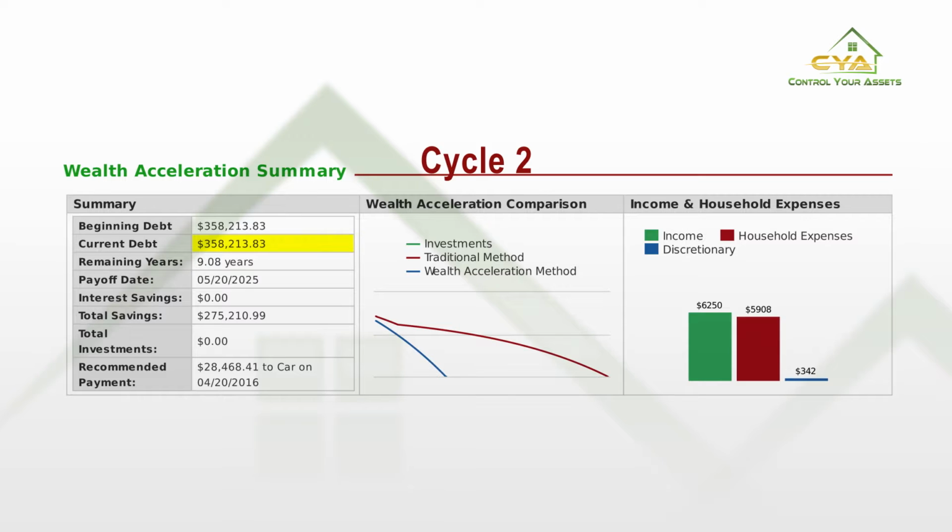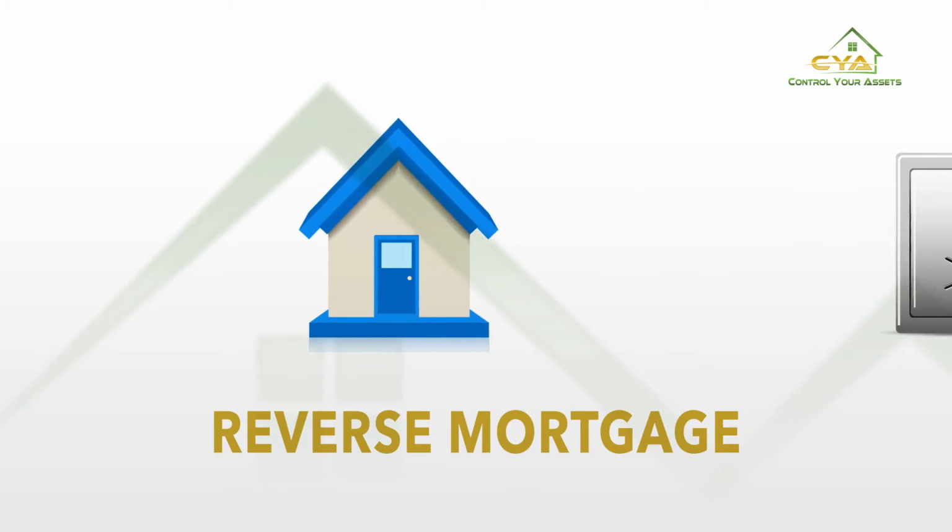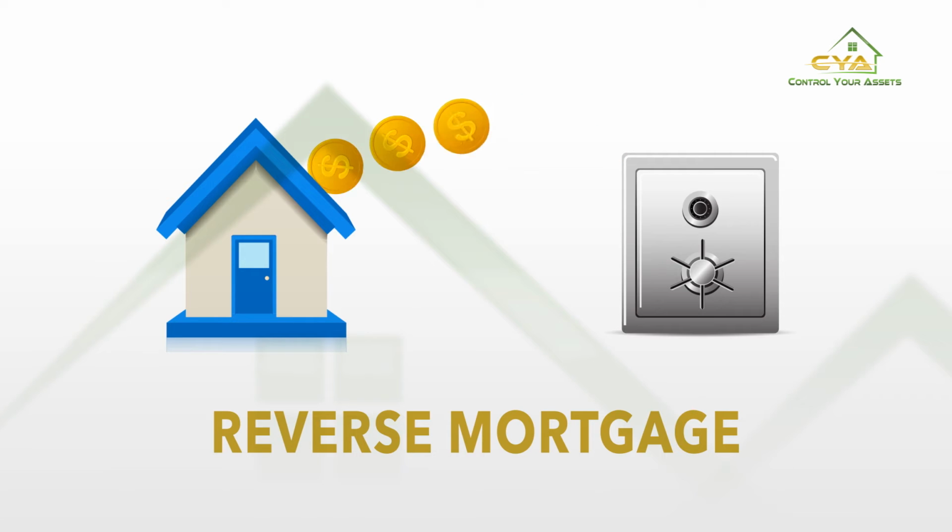In this scenario, he's going to have just over 9 years, but he's not going to pay that out because our exit strategy is our reverse mortgage. But in this second cycle, we're going to scroll down and I'm going to show you in year 6 where our client takes out the reverse mortgage. And as you can see, in year 6, he has paid down principal and he has a total interest savings of $85,544.